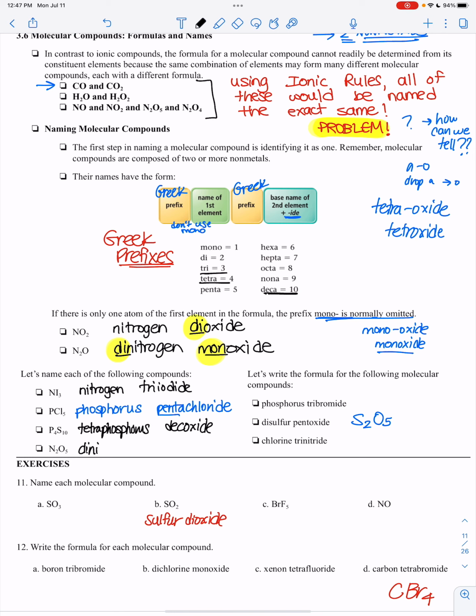N2O5 would be dinitrogen. Again, I got pentoxide. Pent for 5 oxygen.